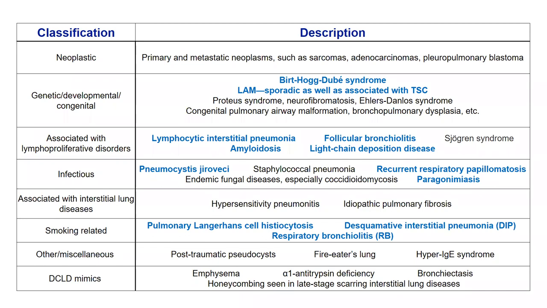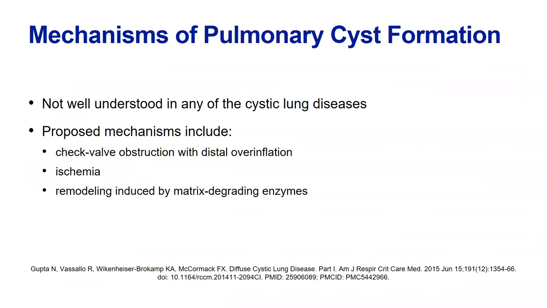There's amyloidosis and light chain deposition disease. Your infectious etiologies like PCP is probably the most common one that will come to mind. Those associated with ILD: hypersensitivity pneumonitis, IPF, and your smoking-related causes, so pulmonary Langerhans cell histiocytosis, DIP or desquamative interstitial pneumonia, and respiratory bronchiolitis as well. And it's important for the bottom ones, particularly those processes that can mimic diffuse cystic lung disease. So emphysema is a big one, and honeycombing in your ILD and IPF cases. We'll go through some images to help us better understand this.